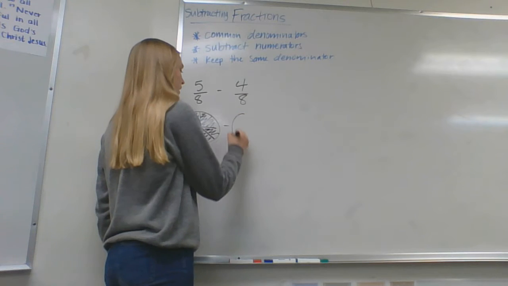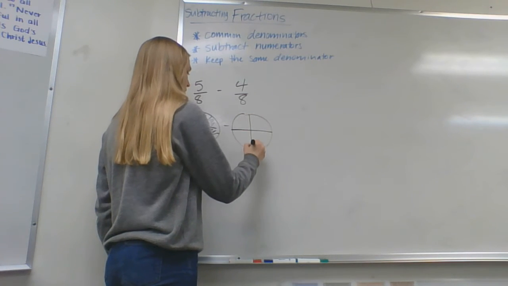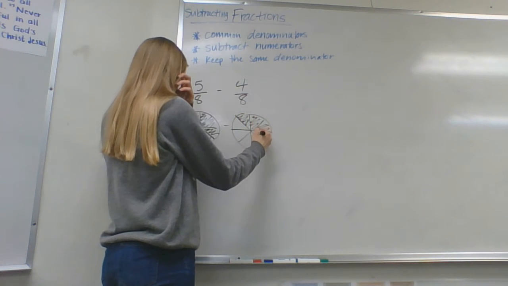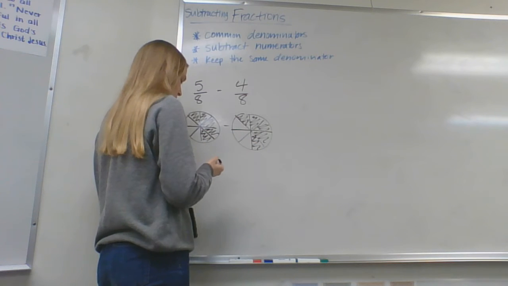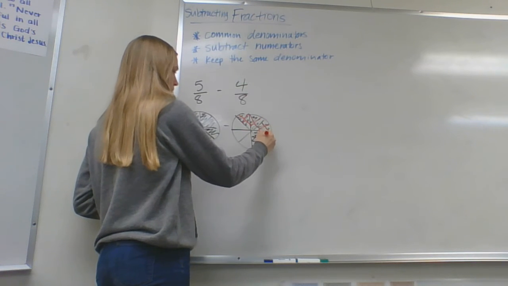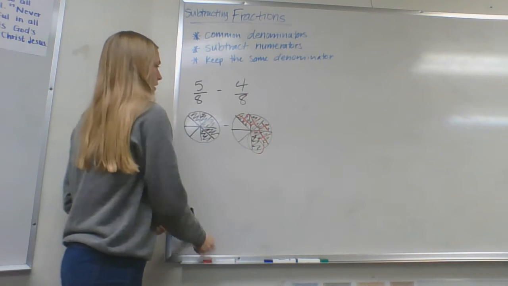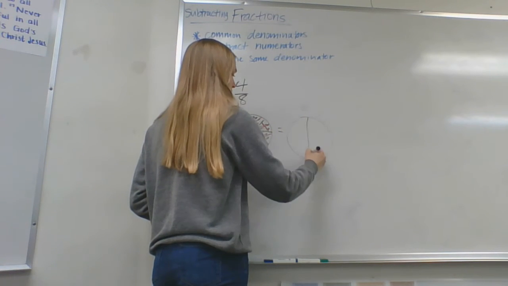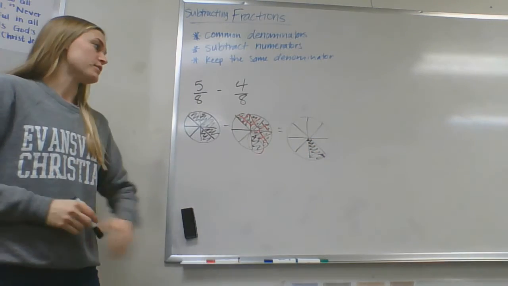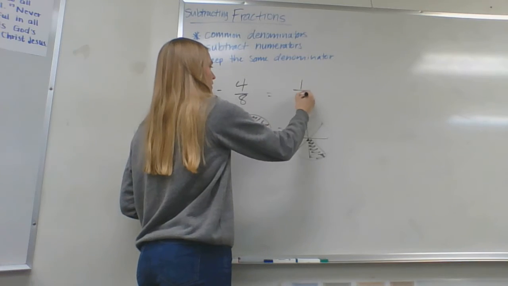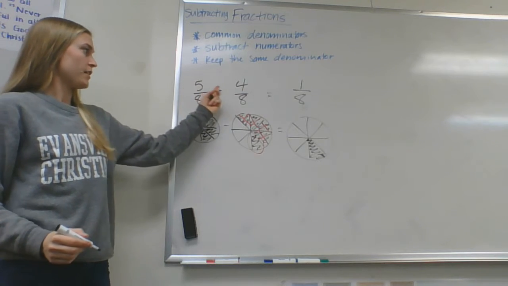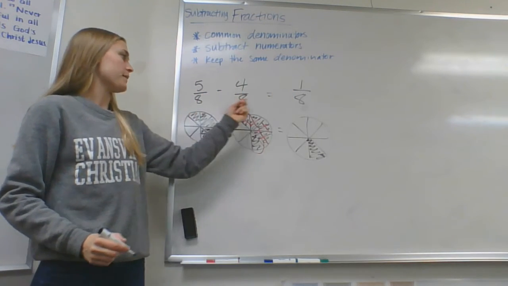If we take away 4/8, so we have the 5/8. If we take away 4 of those 8s, we're left with that one. That little guy is the only one that's left, and that is 1 out of 8. So you can see it follows our rules. We have common denominators, we just subtract the numerators. 5 minus 4 is 1, and then keep that denominator 8.